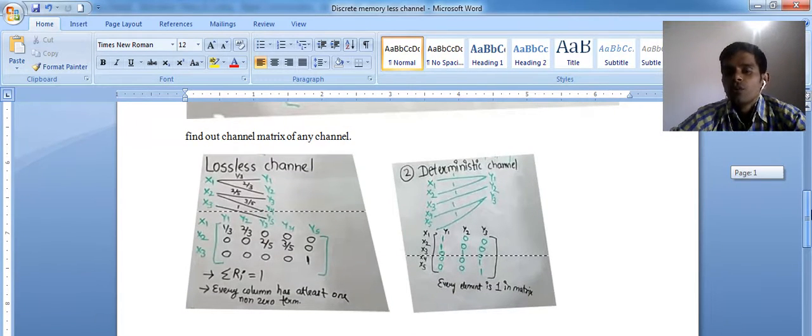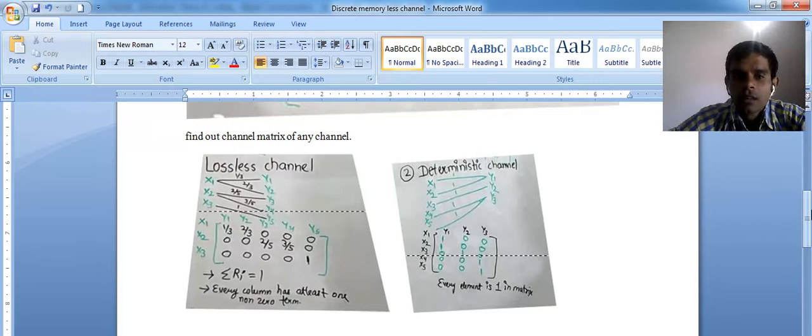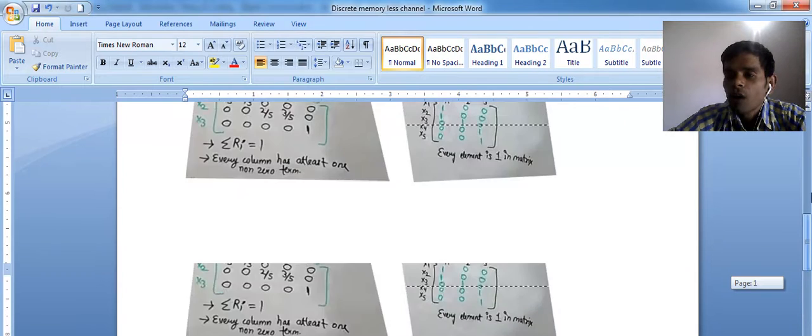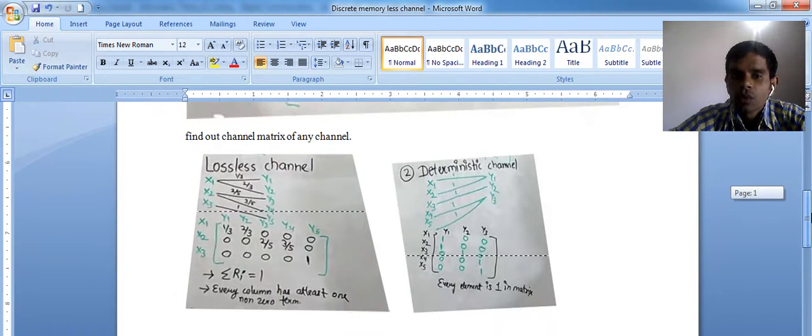Now we have a few channels like the lossless channel, deterministic channel, noiseless channel, and the binary symmetric channel. Let's see how we create the matrix of a lossless channel. In a lossless channel, we have x1, x2 and x3 as 3 inputs, and y1, y2, y3, y4 and y5 as the 5 outputs. Here are a few values: 1 by 3, 2 by 3, 2 by 5, 3 by 5 and 1.